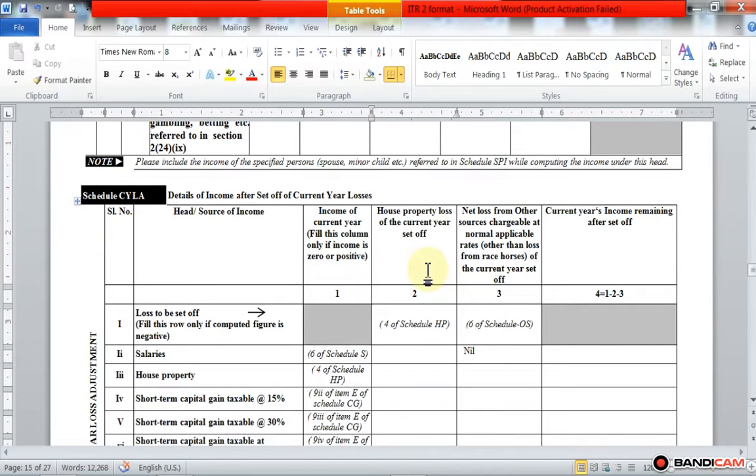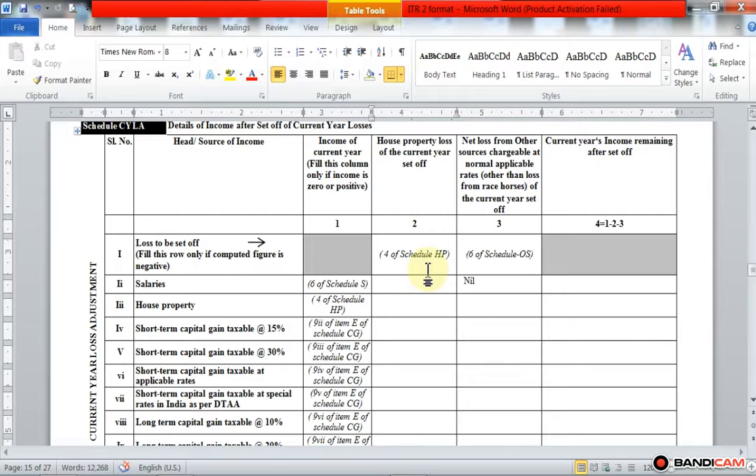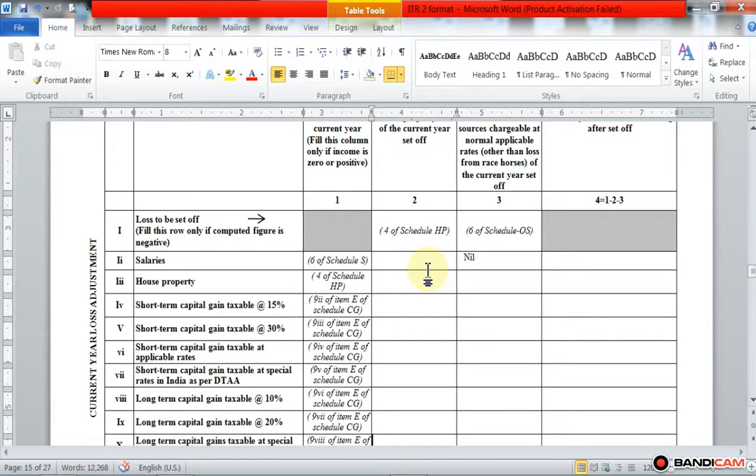Then here we studied set off of losses from current year, or set off of current year losses from current year's income. So here the SSC will furnish all the information, that is, current year loss is set off against the current year's profit. So SSC will furnish this information in the schedule number CYLA. It means carry forward or current year loss set off.